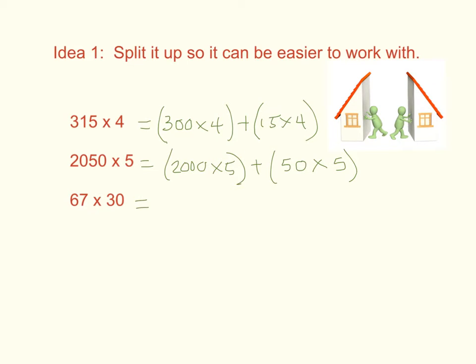Here's 2-digit by 2-digit. Well, thankfully, the 30 has a 0 on it, so I'm still in the ballpark of being able to do this in my head. So we'll make it 60 times 30. So that's 6 times 3, add 2 zeros. And 7 times 30. 3 times 7, add 1 zero. Then add them back together. So there you go, mental math.